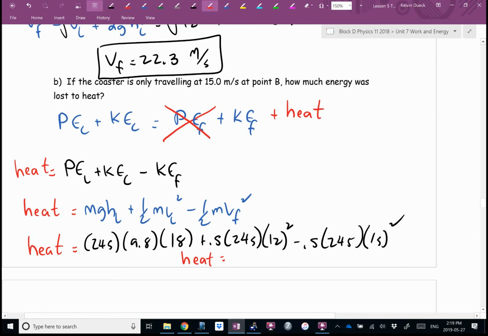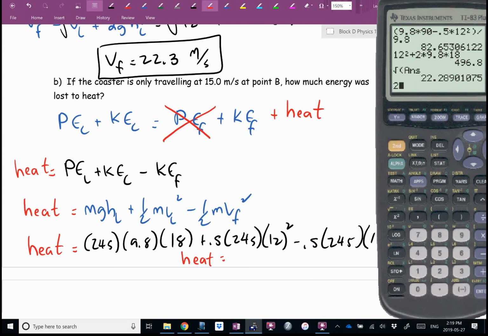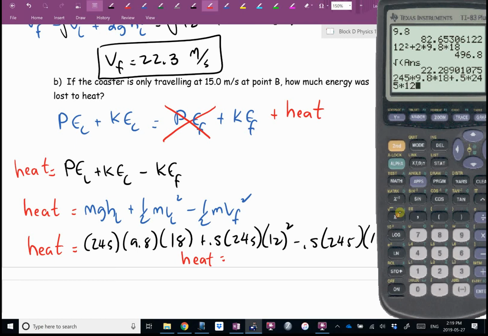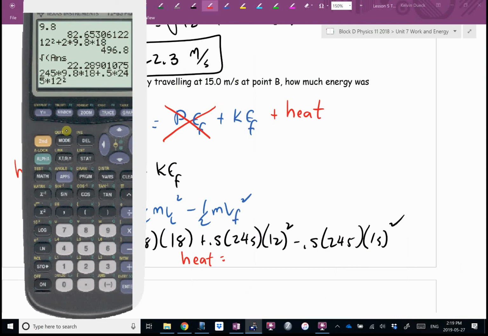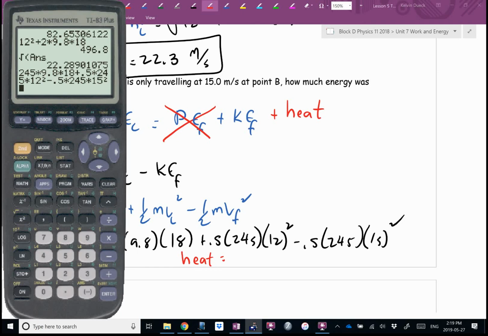How much energy do we lose to heat? I can type this in, I think, in one line. 245 times 9.8 times 18 plus a half m v squared minus a half m v squared. We should get a positive answer because there was some energy left over for heat because this thing slowed down. I got 33,295.5. I'll call it 33,300, rounding off to 3 sig figs.